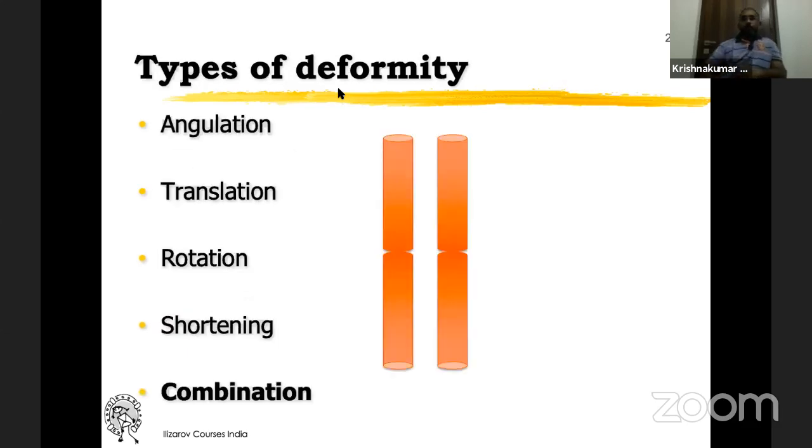The different types of deformity that you see in the coronal plane can be an angulation, a translation deformity, a rotation deformity, or a shortening, but most commonly what you get is a combination of these deformities. Isolated uniplanar deformities are comparatively rare, except in the usual osteoarthritis knee scenario, where you get only the varus. But most cases, like congenital deformities, are usually a combination of these four things.